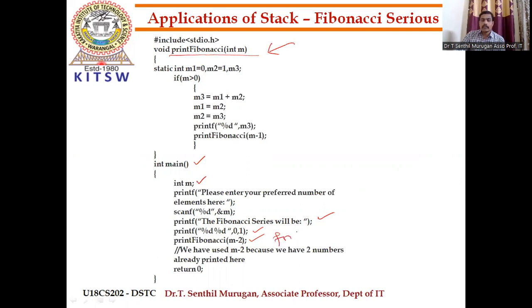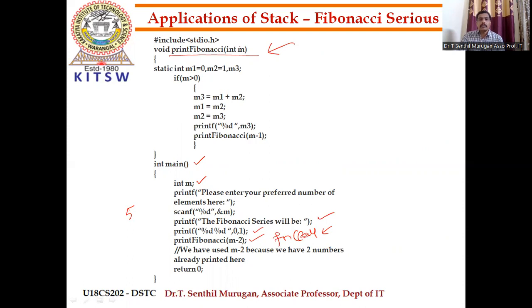In this function call, what we are passing is m minus 2. What is the m value? If you are finding 5 terms, that means 5 minus 2. Why? Because the two terms are already over, so from the next term onwards we have to find. So 5 minus 2 means 3, and Fibonacci 3 will go.